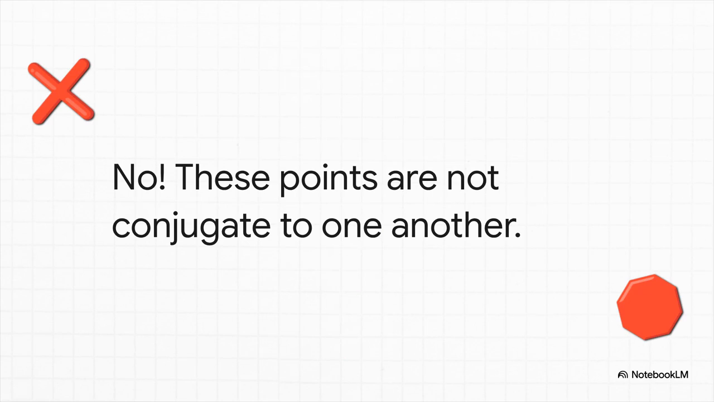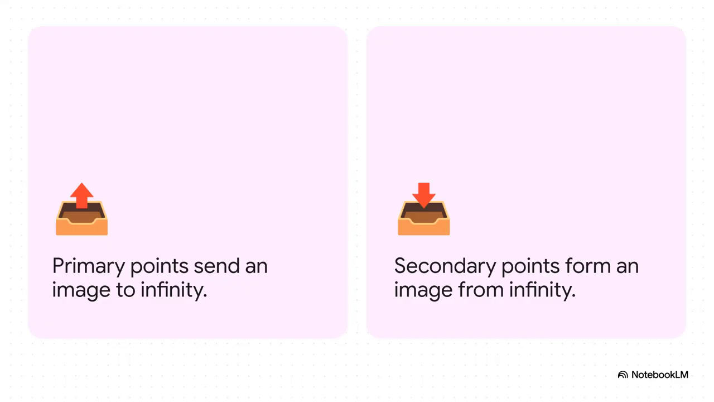Got your answer? The answer is emphatically, absolutely no. These points are not conjugate. This right here is one of the most common misconceptions and a classic board trap. And here is exactly why they aren't conjugate. Let's look at the requirements for each. A primary focal point requires V to be 0. It sends an image way out to infinity.